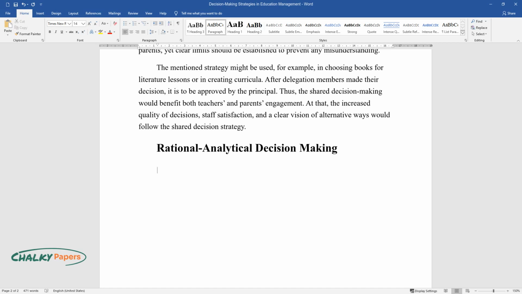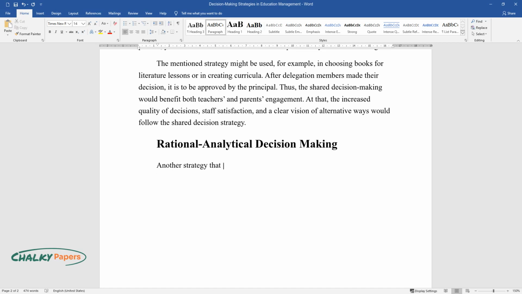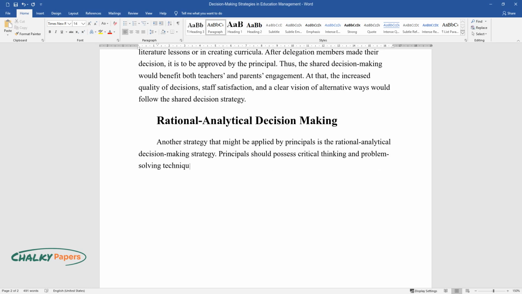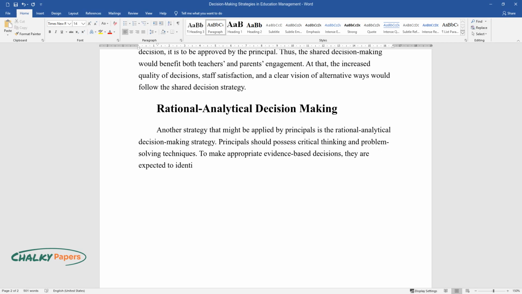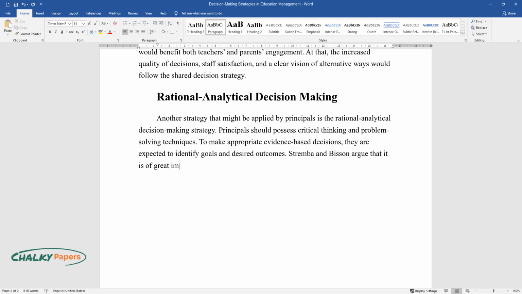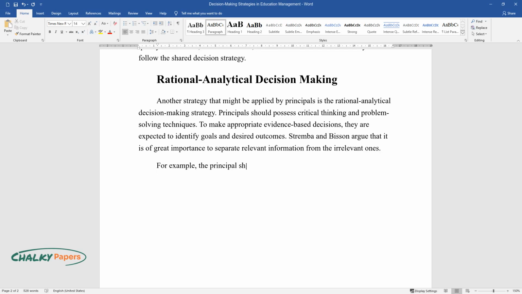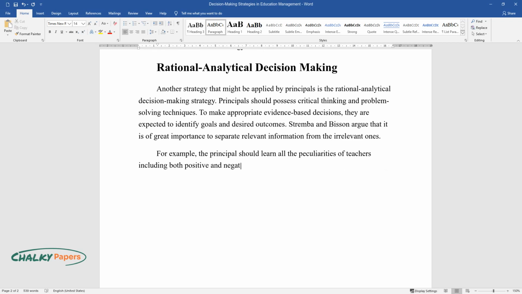Rational-analytical decision-making. Another strategy that might be applied by principals is the rational-analytical decision-making strategy. Principals should possess critical thinking and problem-solving techniques. To make appropriate evidence-based decisions, they are expected to identify goals and desired outcomes. Stremba and Bisson argue that it is of great importance to separate relevant information from the irrelevant ones. For example, the principal should learn all the peculiarities of teachers, including both positive and negative traits.